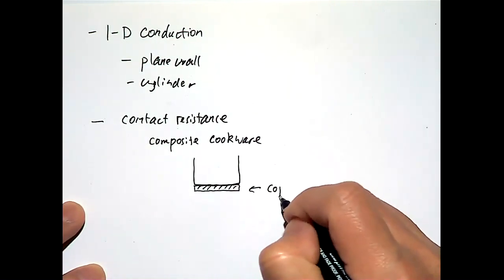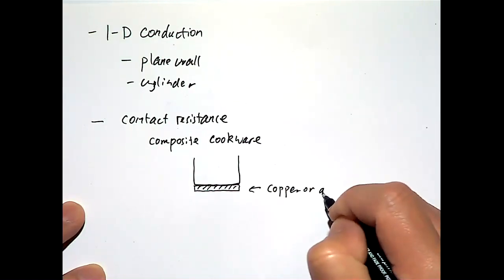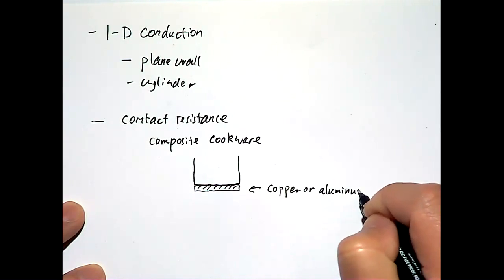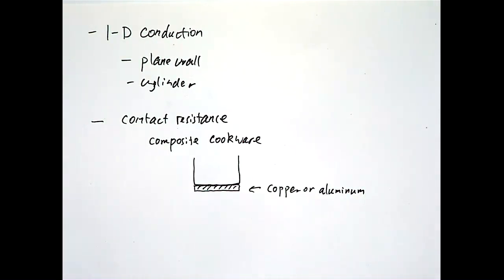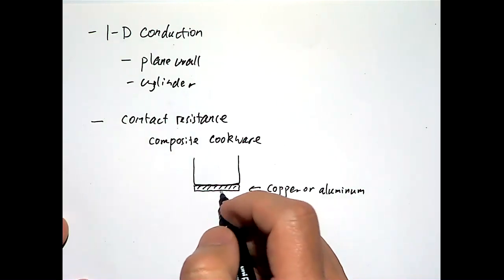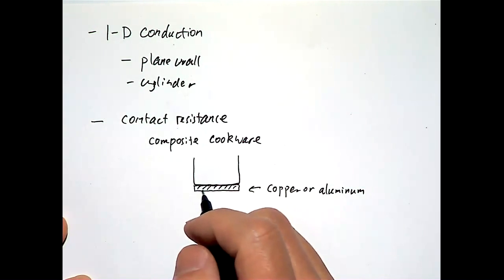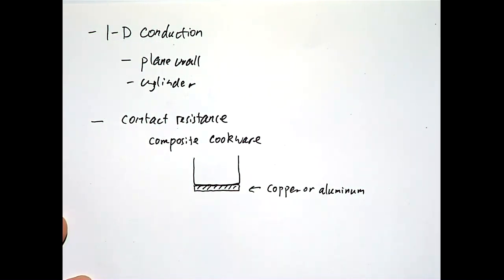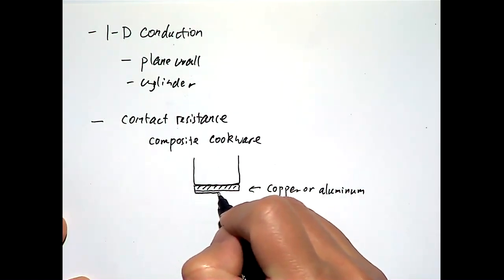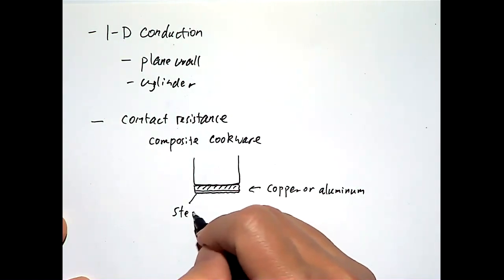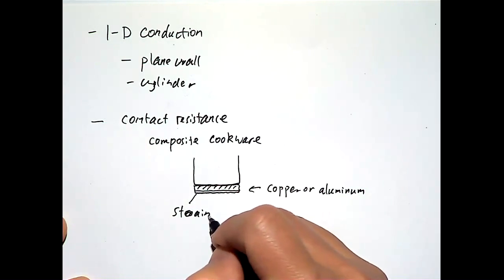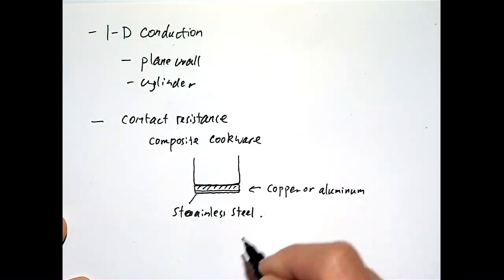For example, that can be copper or aluminum. So we know they have a very high K value. And often you do not directly see copper there, because for looking and for anti-rusting, you put another layer of stainless steel at the bottom. So you don't directly see those high conducting materials, but from the thickness you can tell that it's not just one material. There are several materials put together.